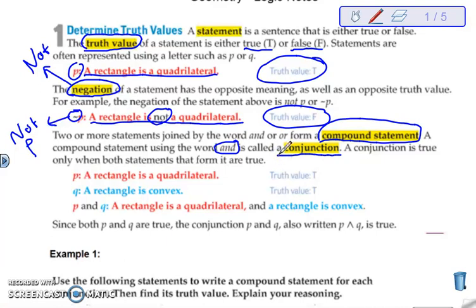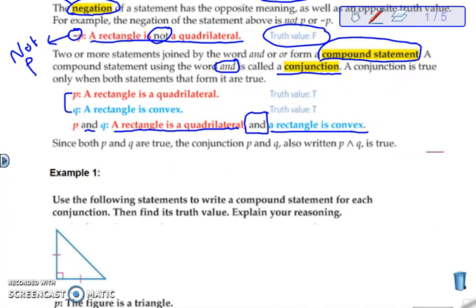So if I give you two statements, say we have these two, right? A rectangle is a quadrilateral. A rectangle is convex. So to combine these together, we will just recopy the two statements and place and in the middle. So P and Q means a rectangle is a quadrilateral and a rectangle is convex.